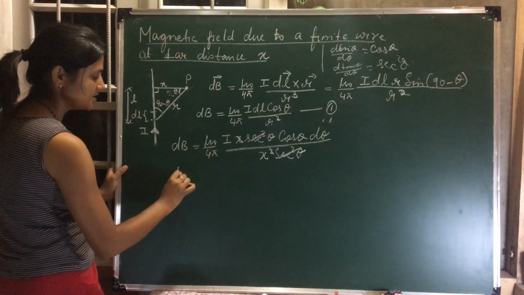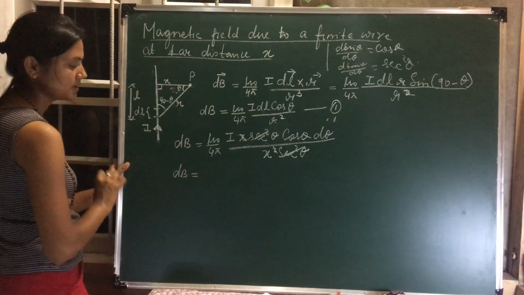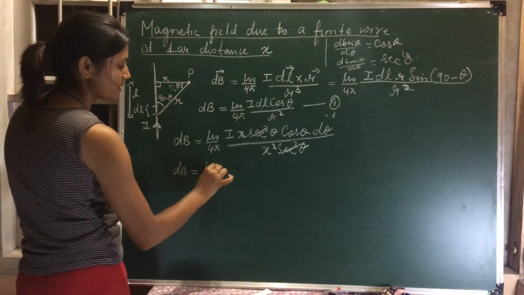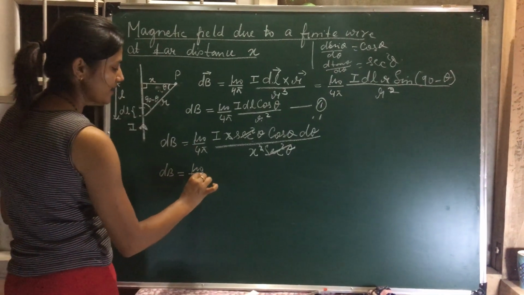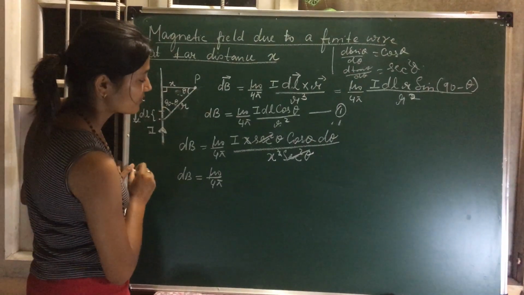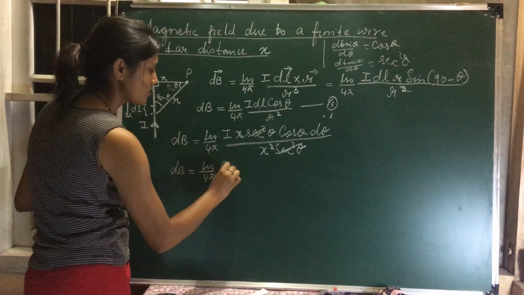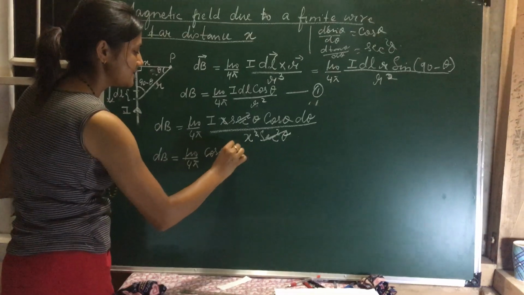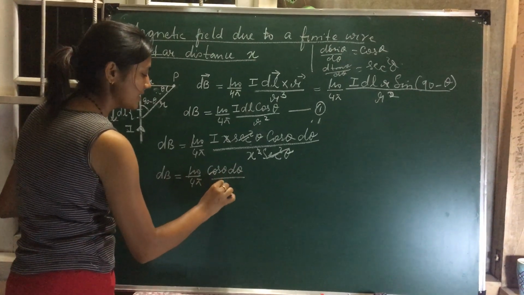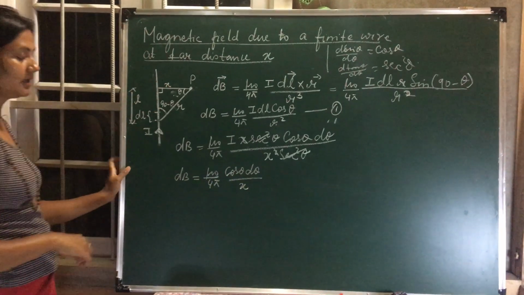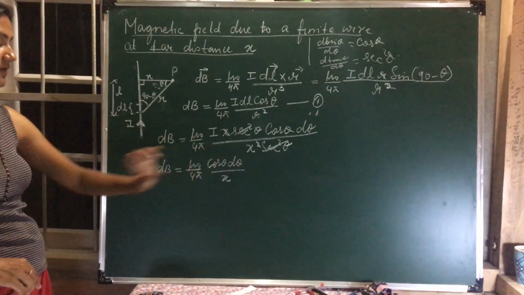So what is dB? dB is equal to mu 0 I by 4 pi, cos theta d theta by x. See, only one variable is involved, right?